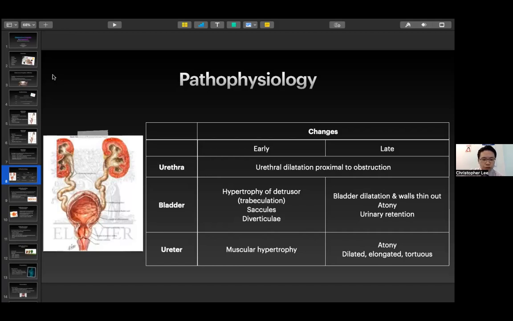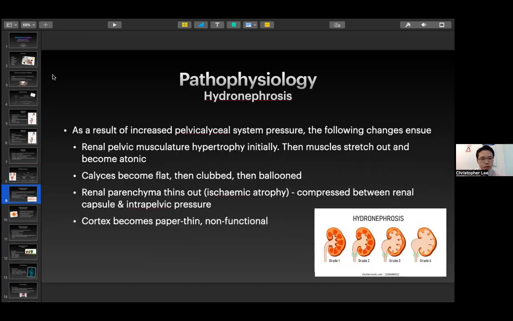In the ureter, similar changes occur. In the early phase, you have muscular hypertrophy, and in the later stage, you get muscular atony, where the ureter becomes dilated, elongated, and tortuous. Okay, as a result of the increased pelvic calyceal system pressure, there are some changes that occur to the kidney.